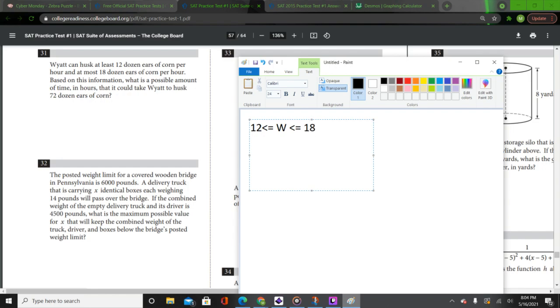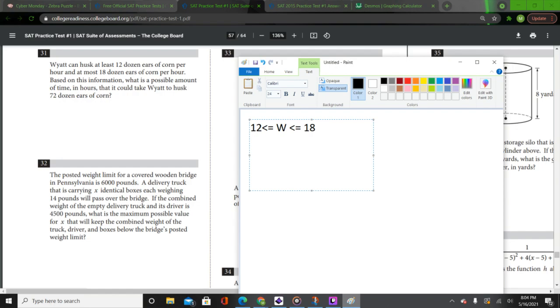Based on this information, what is a possible amount of time in hours that it could take Wyatt to husk 72 dozen ears of corn? Oh yeah, also they're in dozens. So 72.